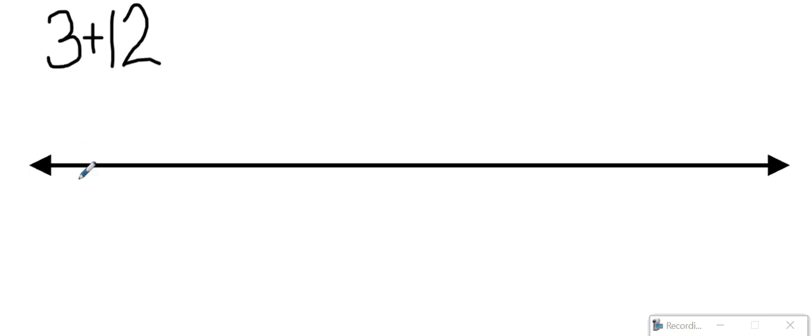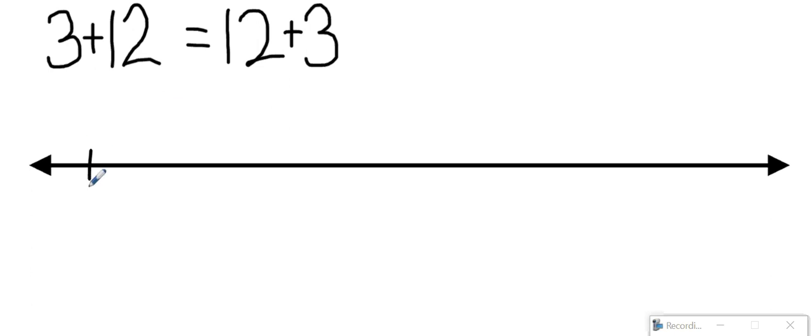But if I started at 3, I would have to count on by 12. So one thing I know is that 3 plus 12 is equivalent to 12 plus 3. So I can move those add-ins around. So I'm going to start with 12. And how many do I need to count up? That's correct, 3. So let's count up by 3.